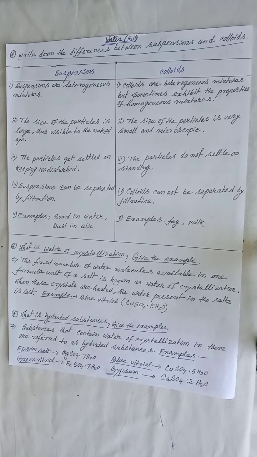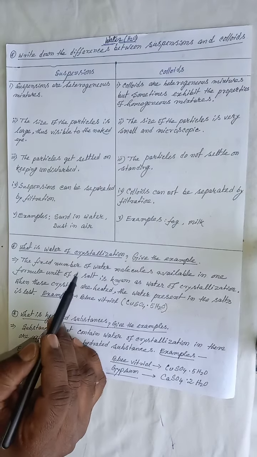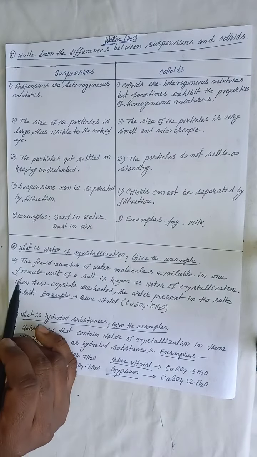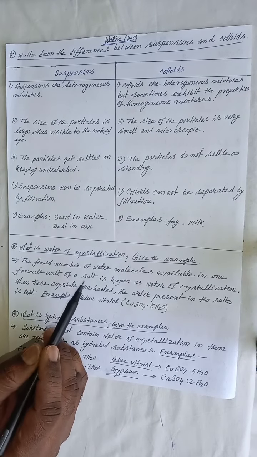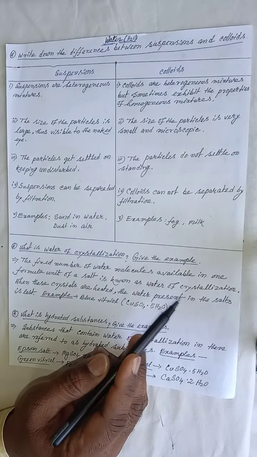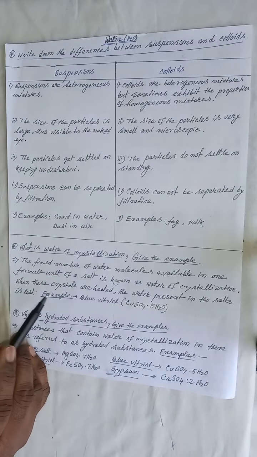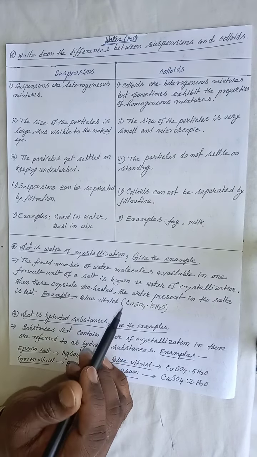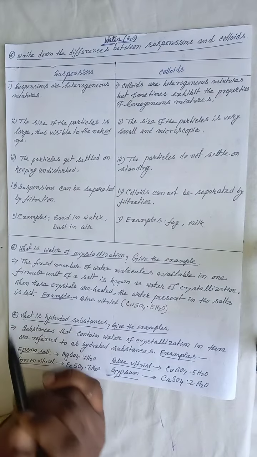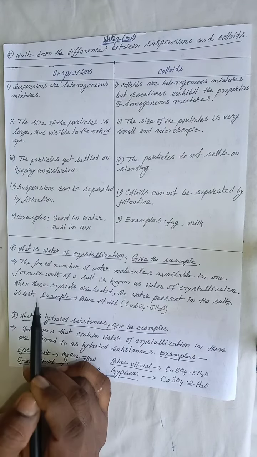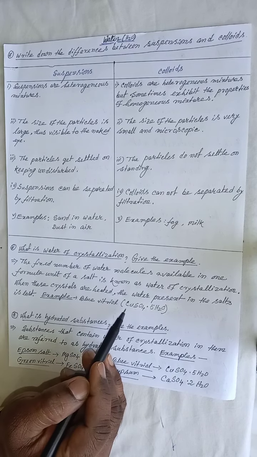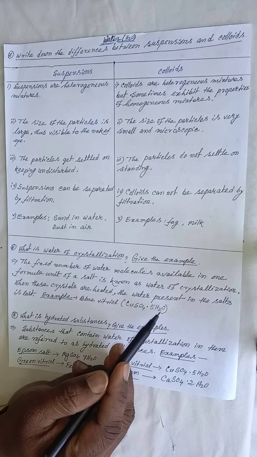What is the water of crystallization? Give the example. The fixed number of water molecules present in one formula unit of a salt is known as water of crystallization. When these crystals are heated, the water molecules present in the salt are lost. Example: the crystalline water in blue vitriol, the formula of blue vitriol being CuSO4.5H2O.